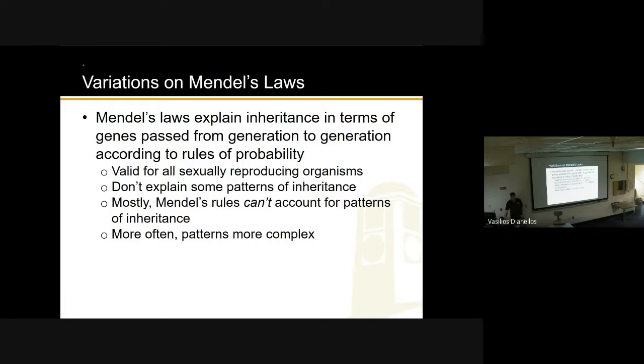The rules of probability still exist. These are still valid for all sexually reproducing organisms. But again, like I was saying with height, that's a good example. The rules I just taught you, that I just spent so much time talking about, don't apply to everything. Again, height is a good example. So mostly Mendel's rules cannot account for patterns of inheritance, and that's what we're about to talk about. Things that are more realistic and less like what I just talked to you about.